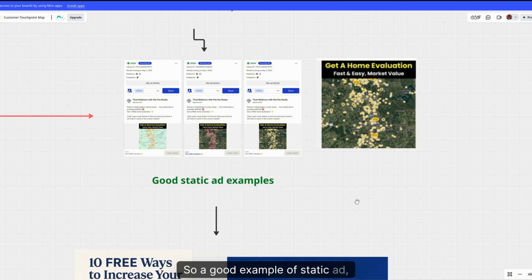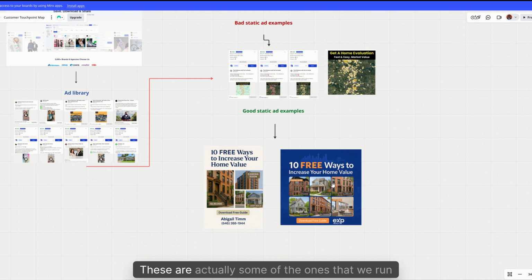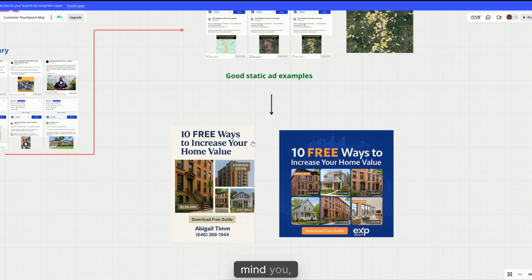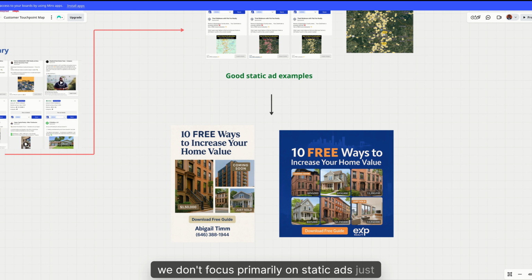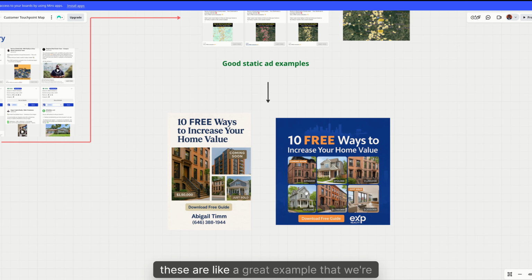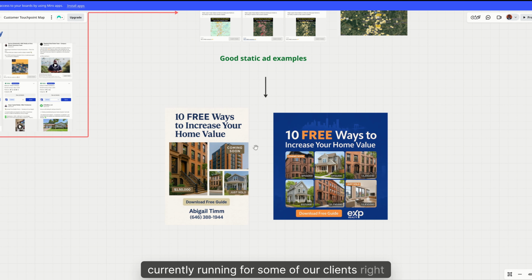So a good example of a static ad in this case, these are actually some of the ones that we run for some of our clients. Mind you, we don't focus primarily on static ads, because we prefer video ads that build a lot more trust and rapport. But we do run static ads because of the data that we get in and see what works and what doesn't. These are a great example of what we're currently running for some of our clients right now.